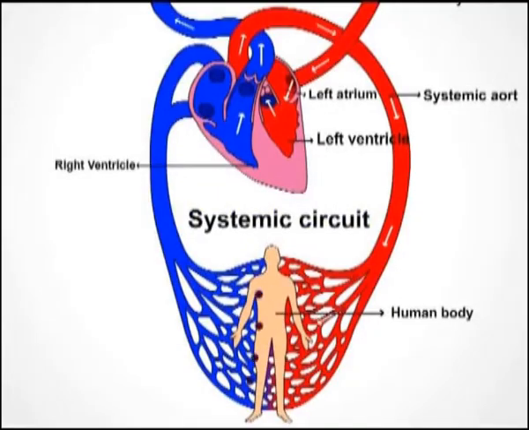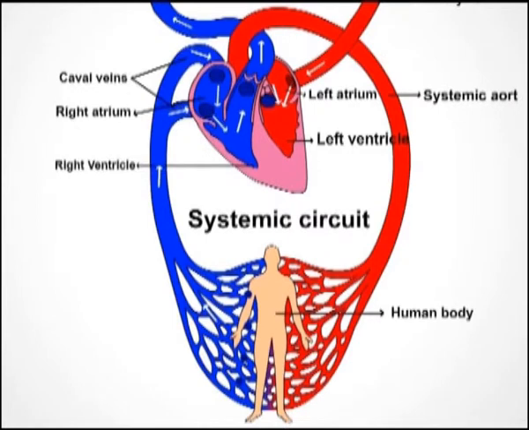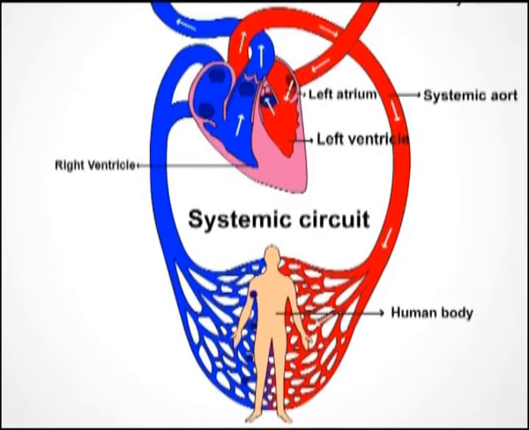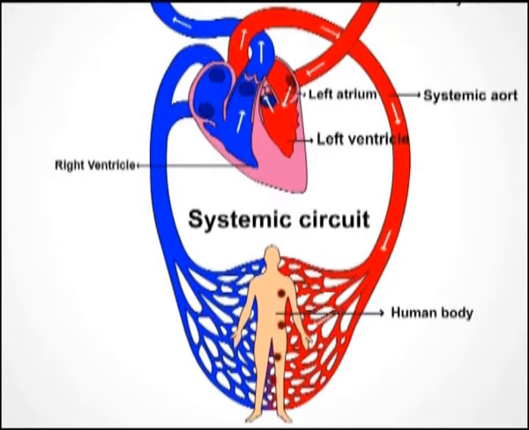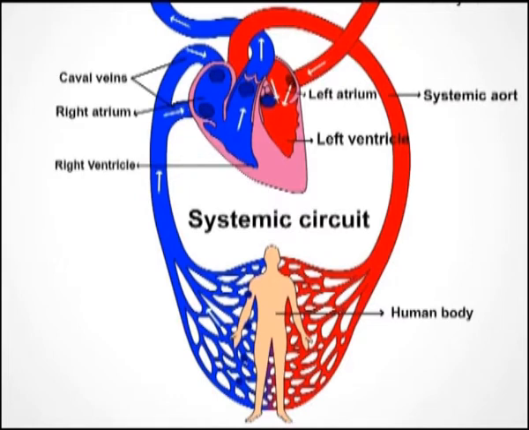Systemic circulation. In systemic circulation, the oxygenated blood from the left ventricle is pumped into the systemic aorta and supplies blood to different organs of the body. The deoxygenated blood from tissues is collected by the superior and inferior vena cava, finally sent to the right auricle. The deoxygenated blood from the right auricle is pumped into the right ventricle during auricular systole.